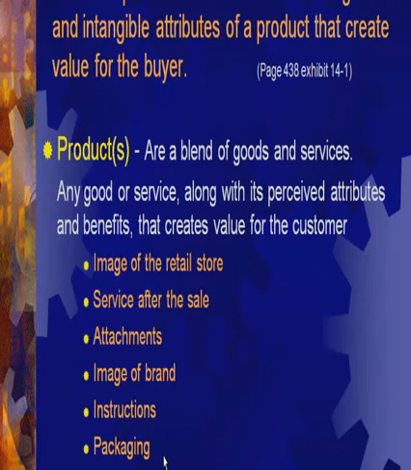Well, let's go into our first P here. It's product. This would be tangible or intangible attributes of a product, all the different things that are involved. A product is a blend of goods and services. Any good or service along with perceived attributes and benefits that create value for the customer. So this involves a lot, right?